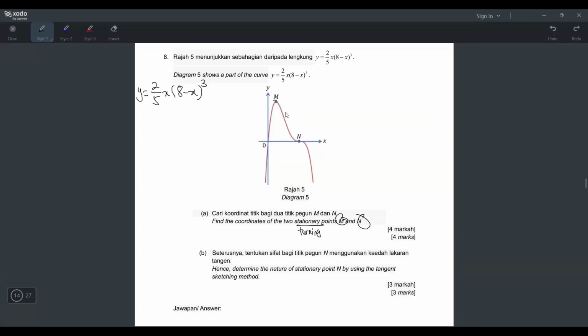So M and N are both turning points, right? But they want to find the coordinates, the exact coordinates. So how to find coordinates of a turning point? Of course, you are doing differentiation. So you will use the dy/dx equals 0 method. Okay, you will do dy/dx equals 0, right? But you also learned that you can find a turning point by using what? By completing the square, right?